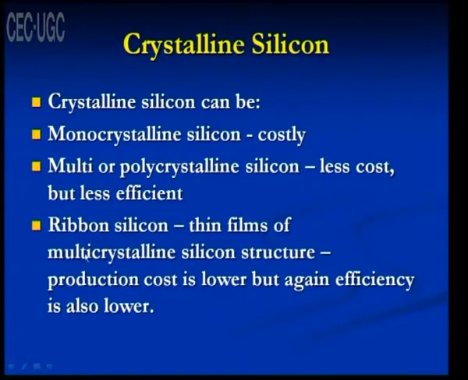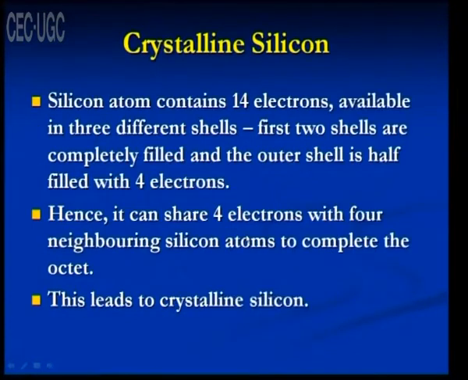The third form of silicon is ribbon silicon. Thin films of multicrystalline silicon structure are basically called ribbon silicon. Its production cost is of course lower, but again the efficiency is also lower. These are the different forms of crystalline silicon.